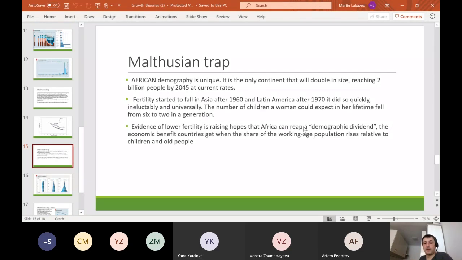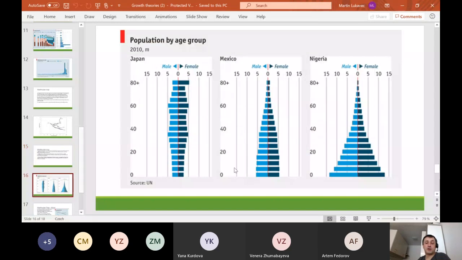Yeah, so even in Africa, what we see now is that there are a lot of young people, but once fertility stops increasing, there will be a period when they have a lot of working-age people and don't have to feed a lot of young children, and that became known as demographic dividend. So now I'm just going to show you a few population charts of a few countries.